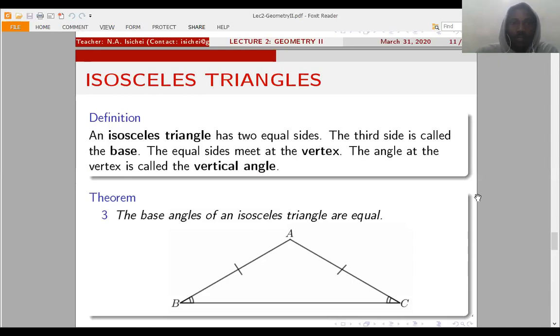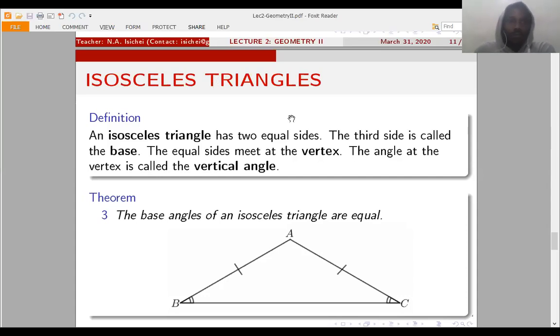Last time we looked at congruent triangles, and we were able to establish that there are 4 conditions for congruency. So I hope you still remember the conditions, because we apply some of the conditions in proving theorem 3. But the proof will not be in this video. I'm going to make another video for the proof to this particular theorem 3. My concern now is on isosceles triangles.